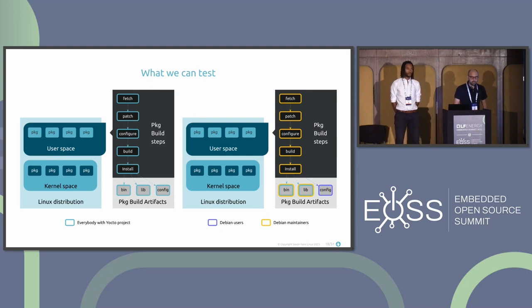On Debian, it's a bit different. We are using precompiled packages, so most of the build process is done by Debian itself, and it's up to the Debian maintainer to check that he's able to build each package correctly. What we can actually test is the configuration itself, because most of the time we can override it. And we can also check that the binaries and the libraries we've got for each package are there and compiled, but we cannot modify that.